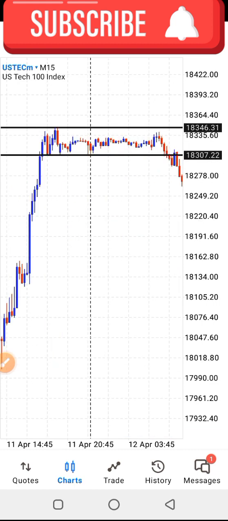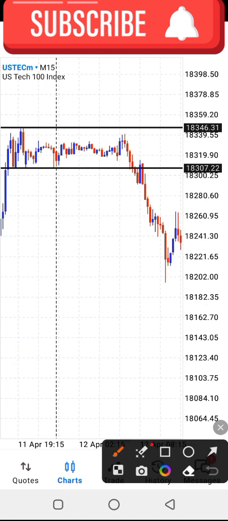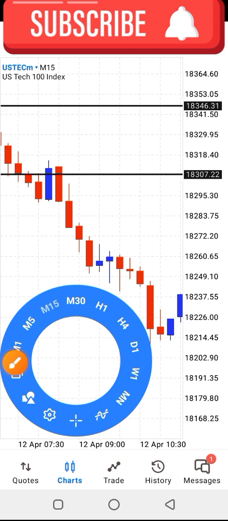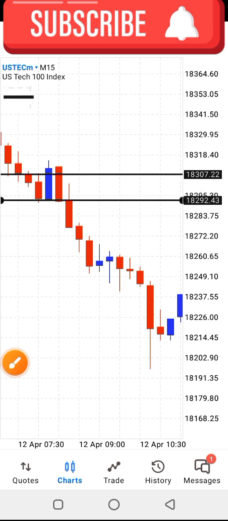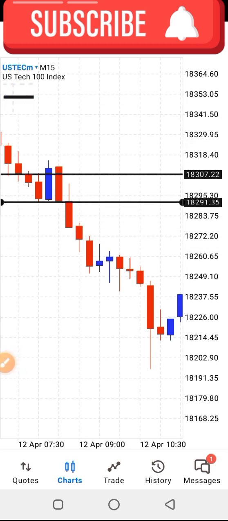Let me zoom in a bit. Okay, so I have this. Now you can see the breakout here, and I can see a pullback with this blue candle right here. What will I do? Let me move this as my entry. So this one is the one I'll use as my entry. I'll place it just below that blue candle. Place my sell stop there.